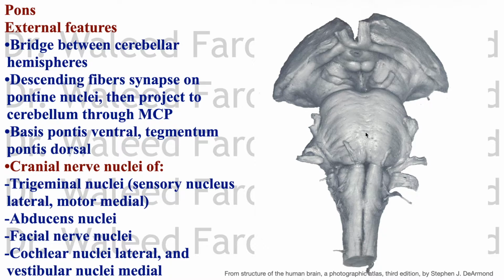of the pons. It contains the cranial nerve nuclei of the trigeminal nerve, the trigeminal nuclei, the sensory nucleus being lateral to the motor nucleus, which is medial. Contains the abducens nuclei, the facial nerve nuclei, and the cochlear nuclei and vestibular nuclei. The cochlear nuclei are lateral, and vestibular nuclei are medial. Together they form the vestibulocochlear nerve.